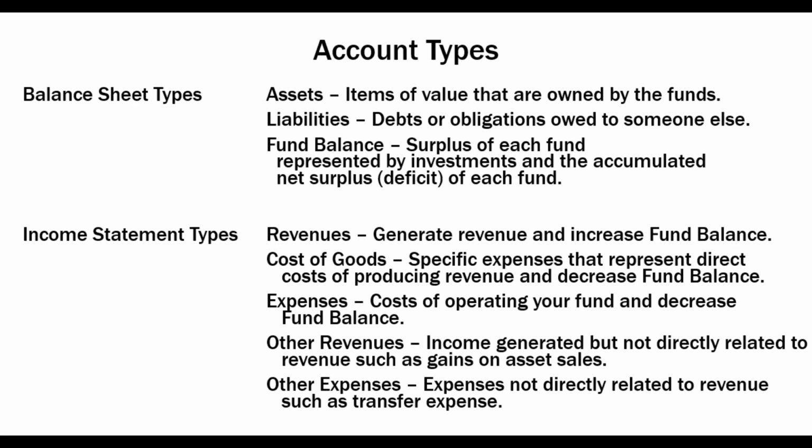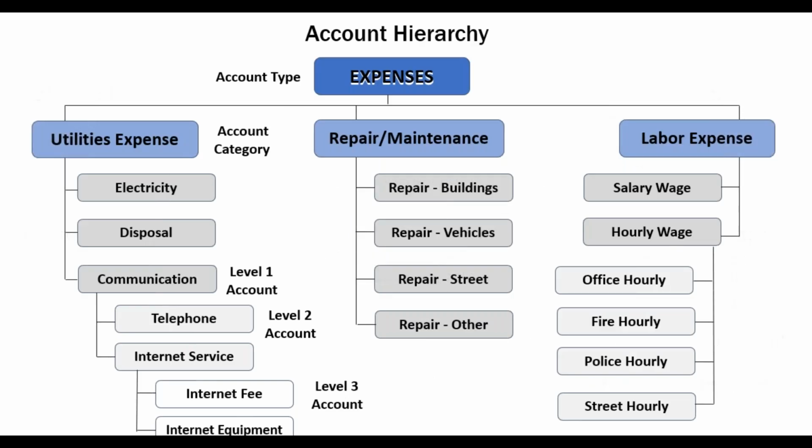Now let's take a look at the account hierarchy, looking at an account type of expenses. And the next level is account category. The account categories organize the accounts within each account type. And each account category has specific characteristics for whatever that category is managing on the type of account it is. In this case, we're looking at 3 account categories under expenses, and we have utilities expense, repair and maintenance, and labor expense.